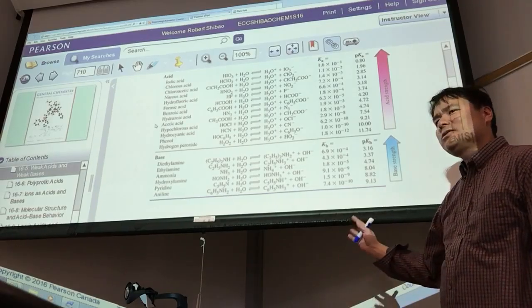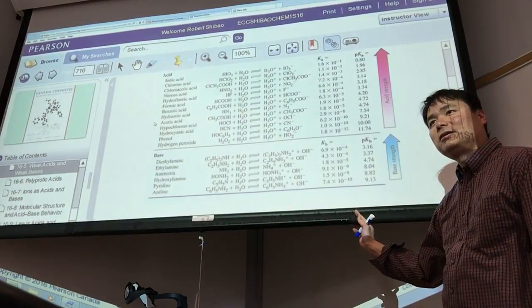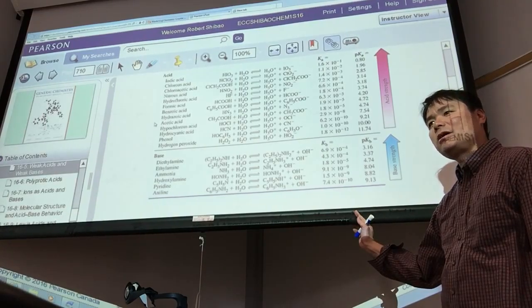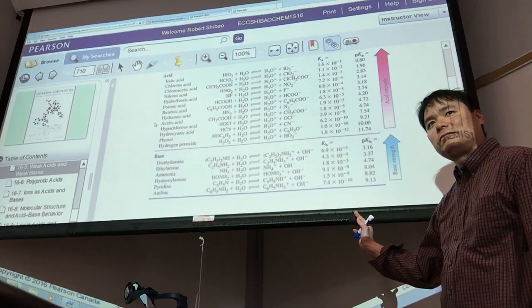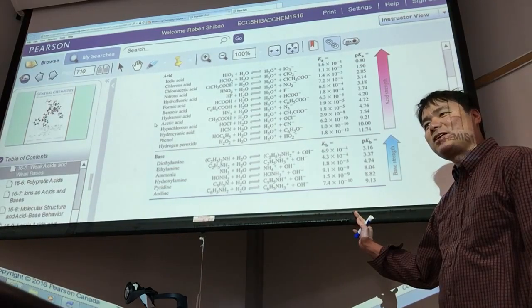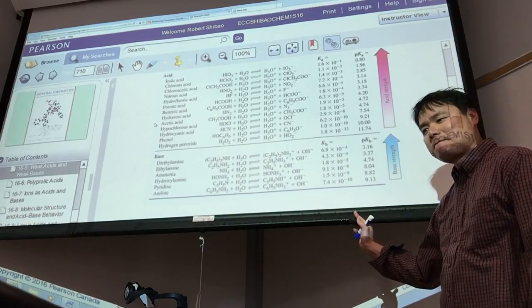Now, did I talk about the Henderson-Hasselbalch equation? No? Did I talk about Henderson-Hasselbalch buffers? No? Did I talk about weak acid, weak base mixtures? Yeah. Okay.